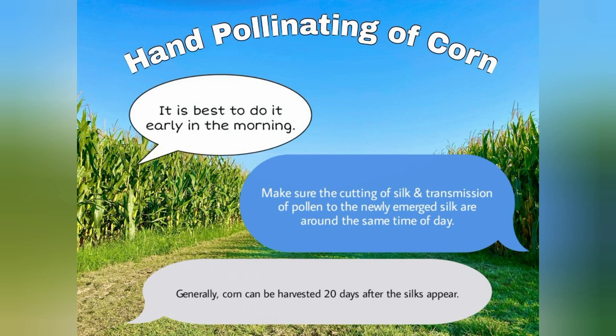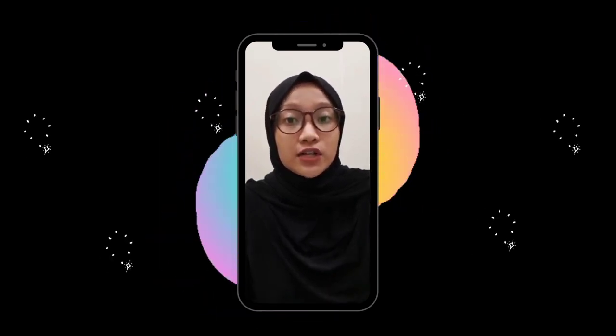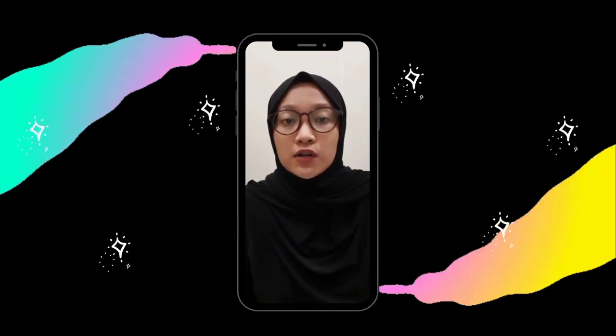And generally, corn can be harvested 20 days after the silks appear. In conclusion, improved varieties are developed through corn breeding to improve yield quality, disease resistance, and high stress tolerance in corn.